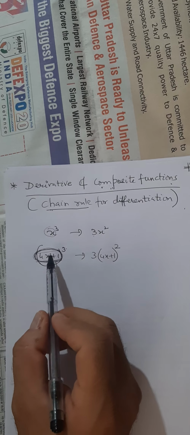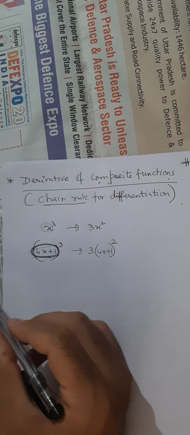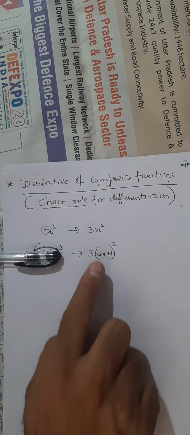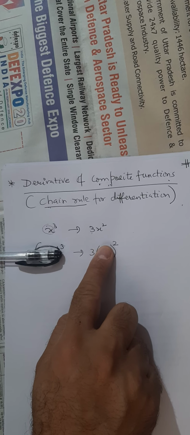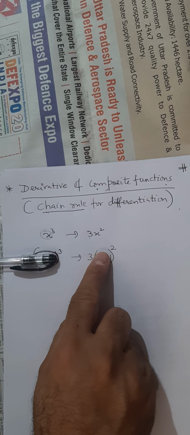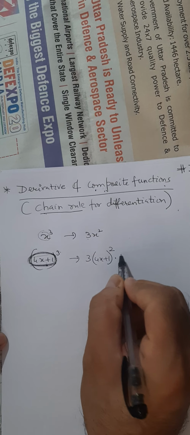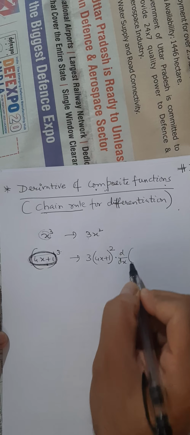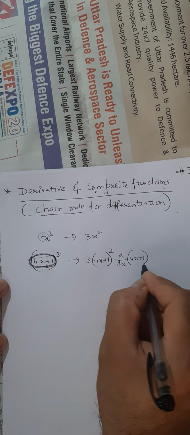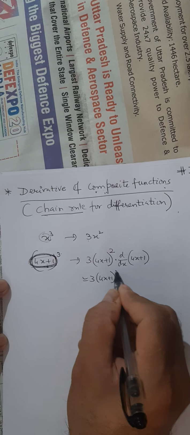What we did here? We imagine this bracket as x, so this looks like x cube. What is derivative of x cube? You know it is 3x square. You are not going to write x, remember, you are going to write the same function. So it is 3x square into, the chain rule says that you differentiate that considered function. Which one had you imagined as x? This one. So into derivative of 4x plus 1. This is called chain rule. So finally you will get 3 into 4x plus 1 the whole square.